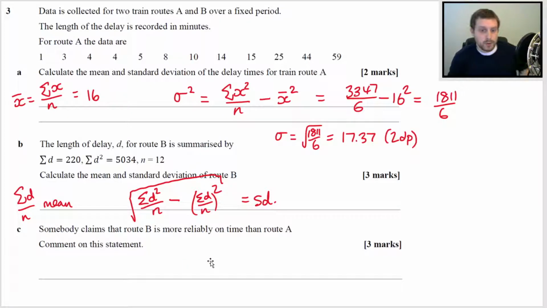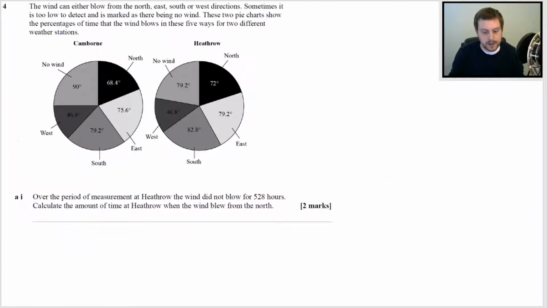So it's just something to be aware of. Okay, somebody claims that route B is more reliably on time than route A. Comment on this statement. I wrote that the lower standard deviation means B is more consistent. So that means B is somehow more reliable because the times are more consistent. However, it's more consistently late than A because it has a higher average delay. So yeah, most people got 3 out of 3 for that. So that's for that question. So obviously that was pretty good.